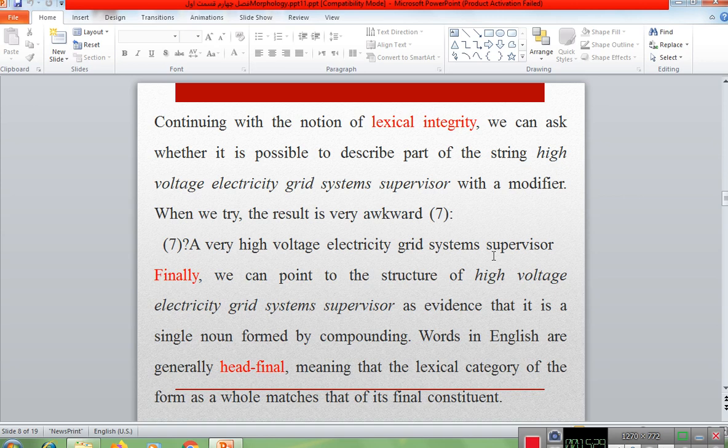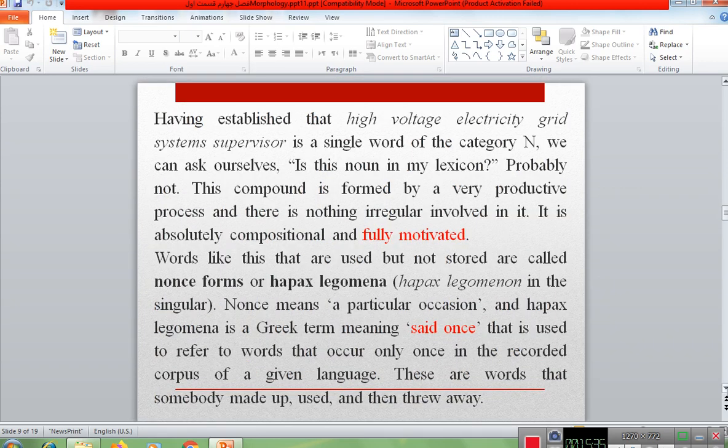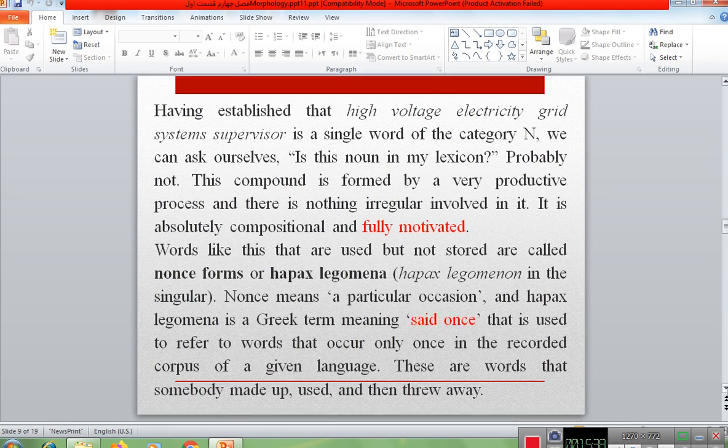So having established that "high voltage electricity grid system supervisor" is a single word of the category noun, we can ask ourselves, is this noun in my lexicon? This is a kind of important question. So probably not. This compound is formed by a very productive process and there is nothing irregular involved in it. It is absolutely compositionally and fully motivated. It's a kind of motivated word because it's a kind of compositional word. So words like this, that are used but not stored, are called nonce forms or hapax legomena.